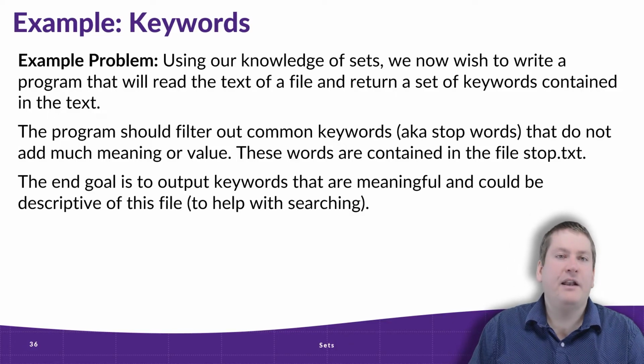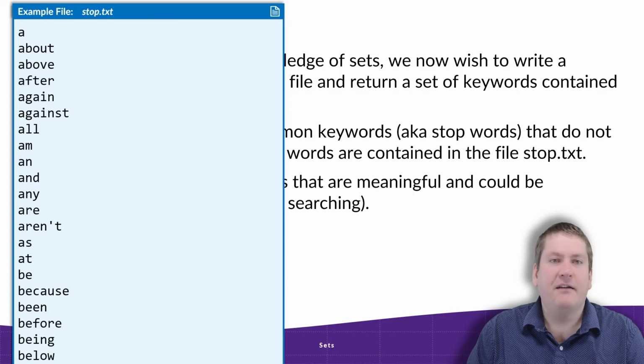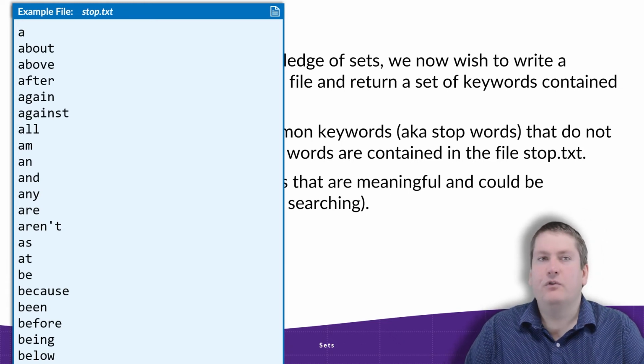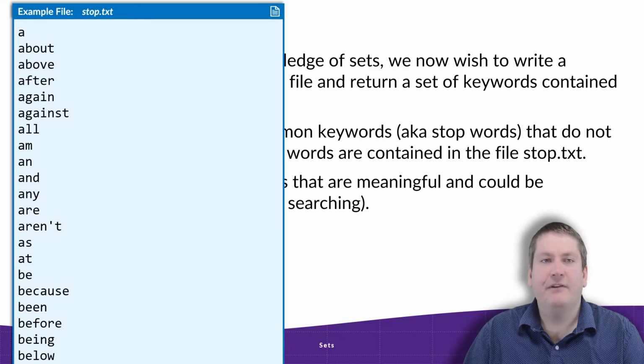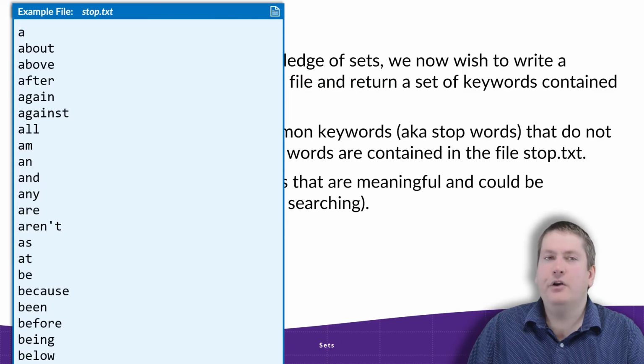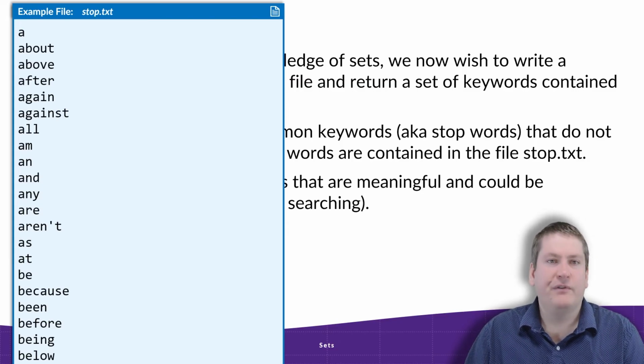Now, the problem with that is a lot of our text in English contains a lot of words that don't hold a lot of meaning. For example, we have stop.txt on the screen now, and you can see some of these words like and, they, at, be. These are useful grammatically in English, but they don't add a lot of meaning. Like a Word document having the word all, am, and, any, are aren't going to really be that useful if we're searching for things. We want words that are more meaningful.